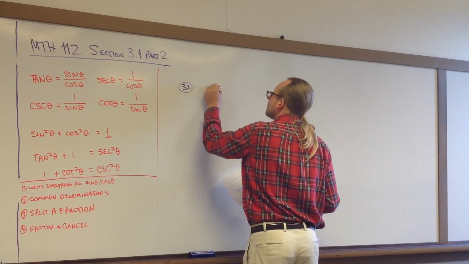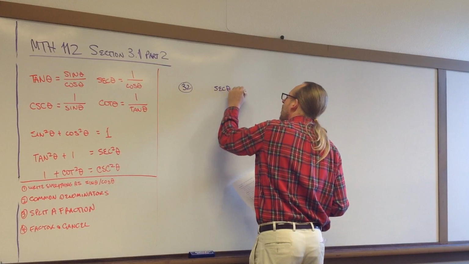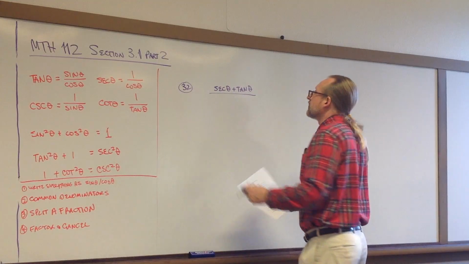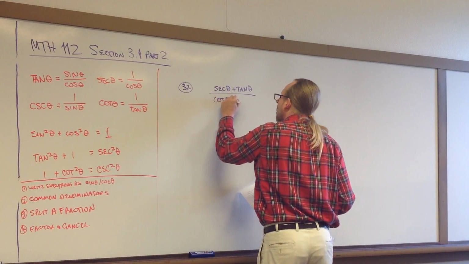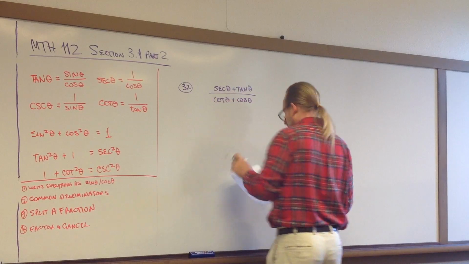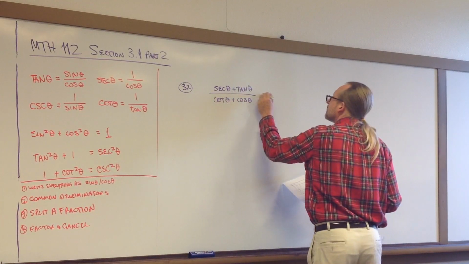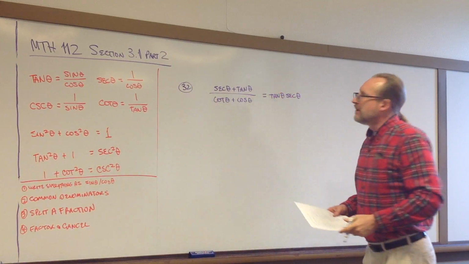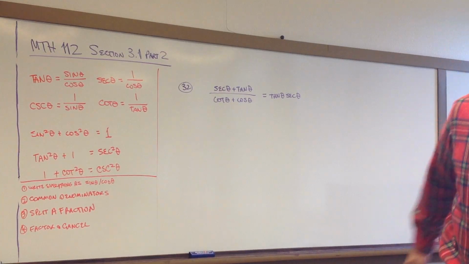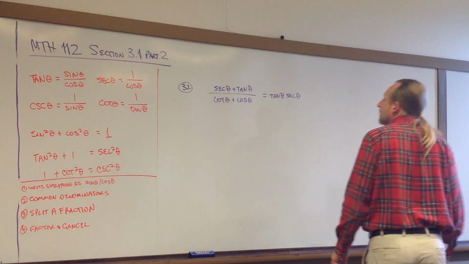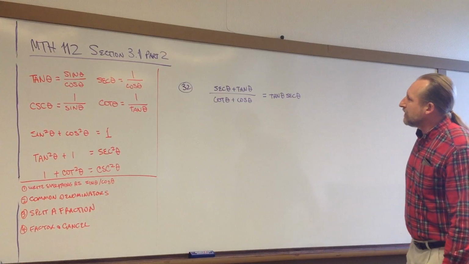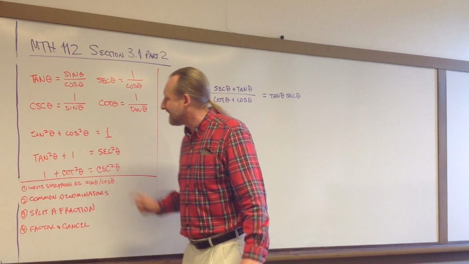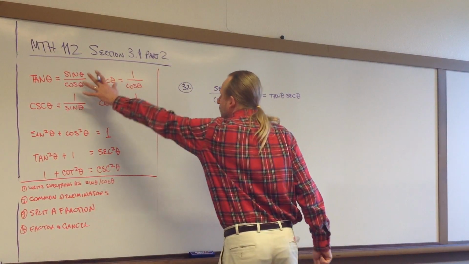Secant plus tangent on the top. And on the bottom, cotangent plus cosine. All right. We want to show that this is equal to the tangent times the secant. Well, I'm less hesitant to write everything in terms of sines and cosines on this one. It seems like it makes the most sense because we don't have anything being squared, so we can't use these Pythagorean identities. So I think I'm going to fall back on this.